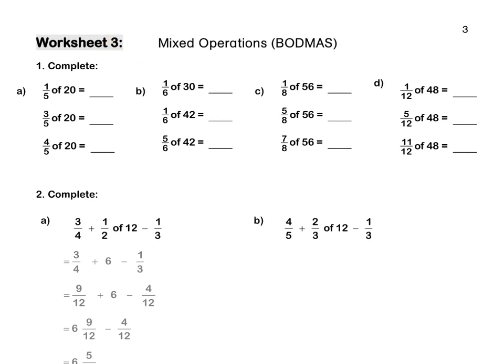Worksheet 3. Mixed operations. Question 1. 1/5 of 20 is 4 because 20 divided by 5 is 4. 3/5 of 20 is therefore 12 because 20 divided by 5 is 4 and 3 times 4 is 12. Lastly, 20 divided by 5 is 4 and 4 times 4 is 16. Press pause to complete the rest of question 1 by yourself.